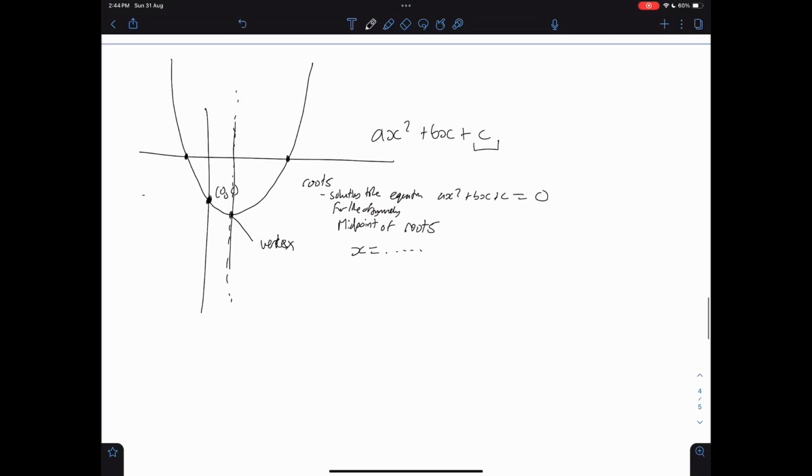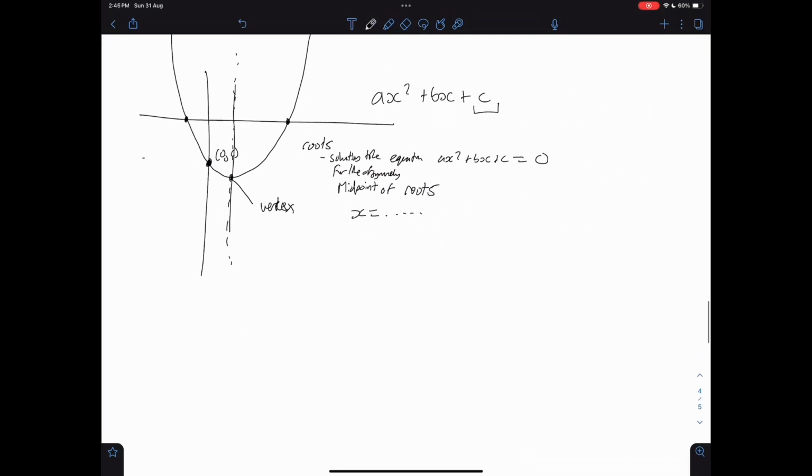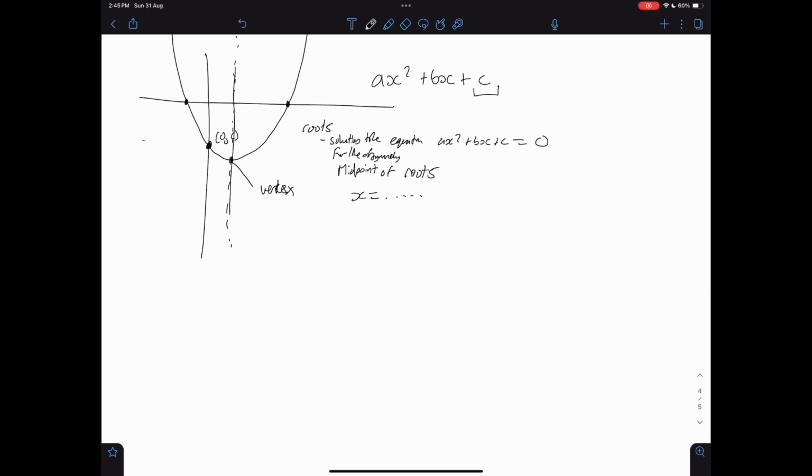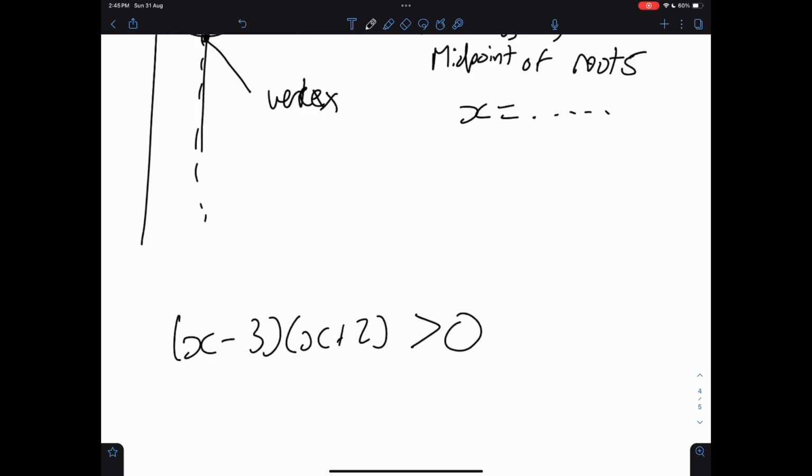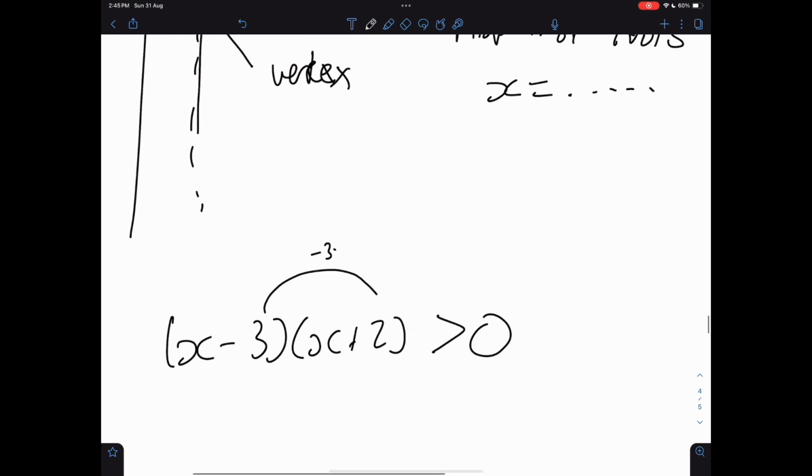So now we'll move on to some inequalities. For example, we could start really easy, with something like (x - 3)(x + 2) > 0. In this form, it gives you the roots already. And then to find the c, you'd multiply that: minus 3 times 2 equals minus 6.